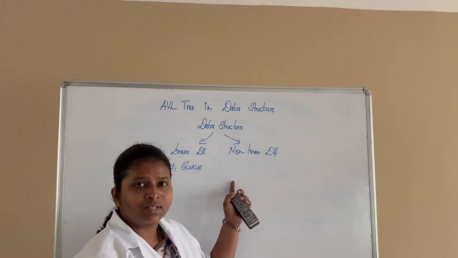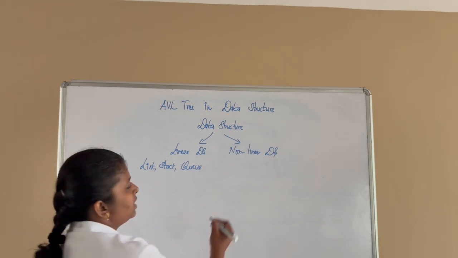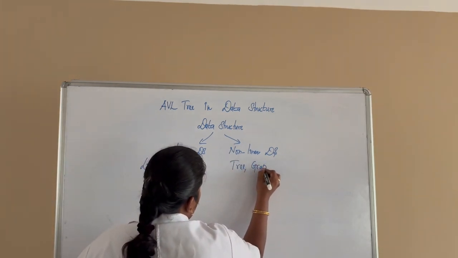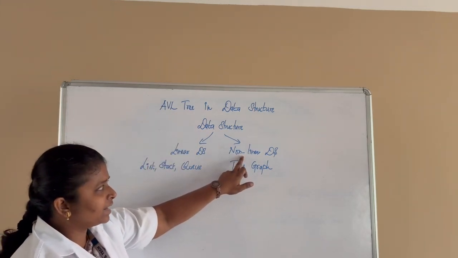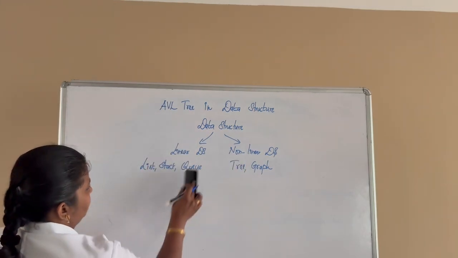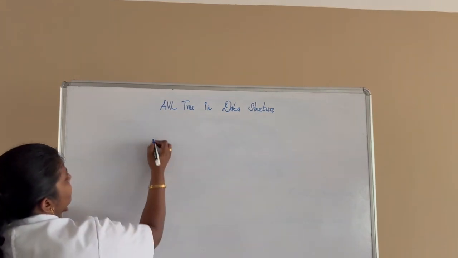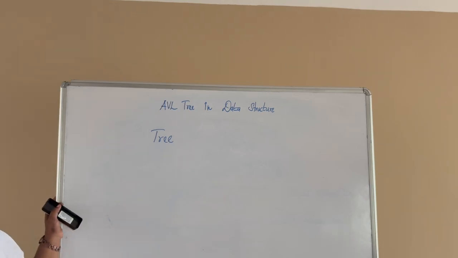Nonlinear data structure is organizing the element in the hierarchical or interconnected manner. It is composed of tree and graph concepts. Today we are going to see about AVL tree, which comes under the nonlinear data structure tree concept. So what is a tree? Tree is a nonlinear data structure in which the elements are organized in the hierarchical manner from top to bottom.